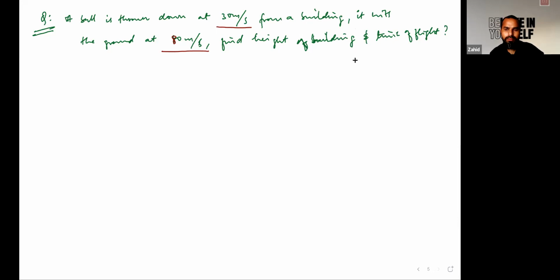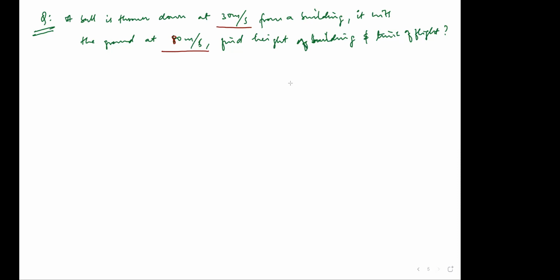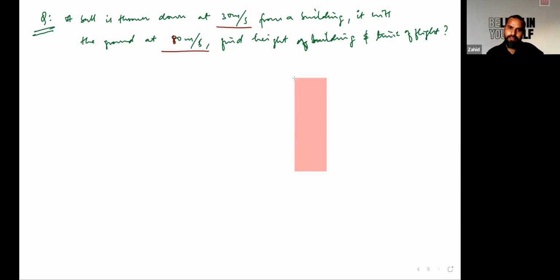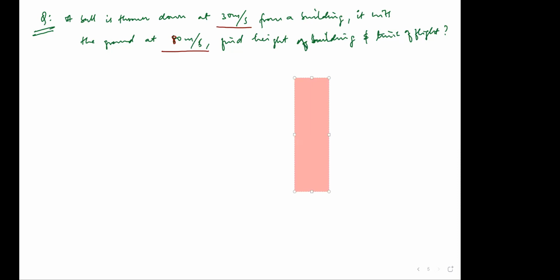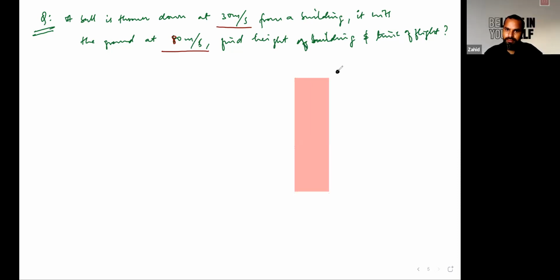Should I give you some clue? Yes, sir. Just take this particular as your building. Since the ball is thrown in downward direction, this is your ball which is going in downward direction. Take this point to be origin, like this. So all other quantities in upward direction would be positive, downward direction would be negative.